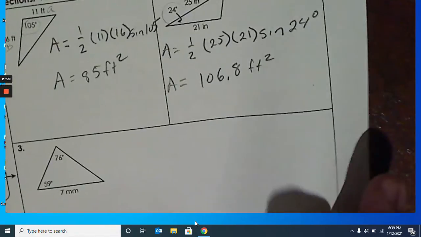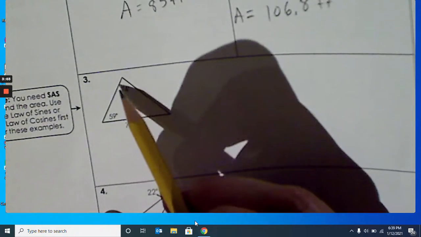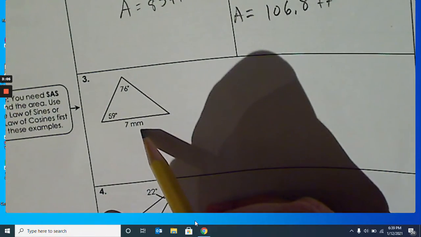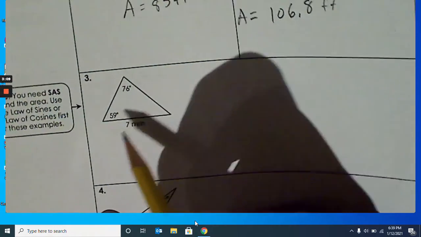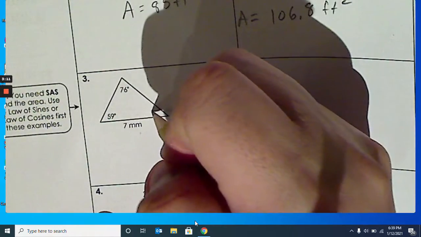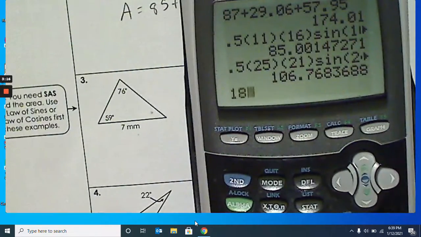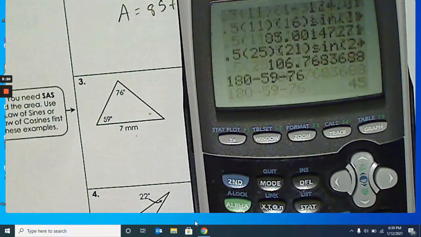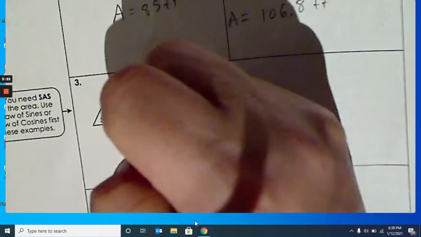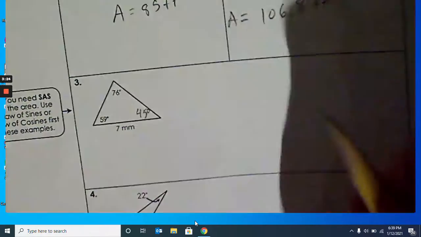Here, two angles and a side. This is AAS. I need to have an included angle or an included side. So first thing I'm going to do is figure out this angle right here. Since the whole thing has to be 180, then I know that 180 minus 59 minus 76 is 45 degrees. So this is a 45-degree angle.